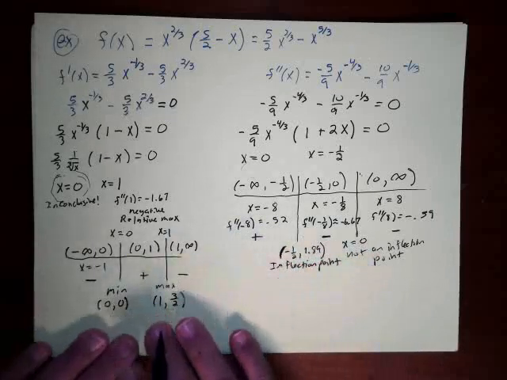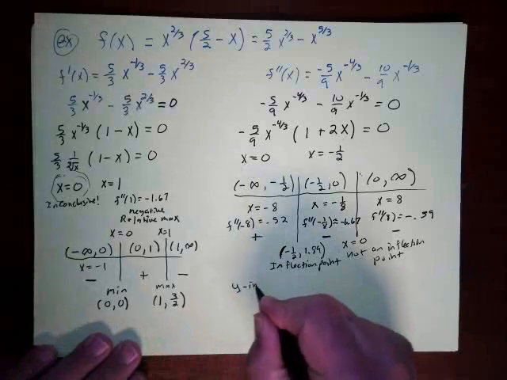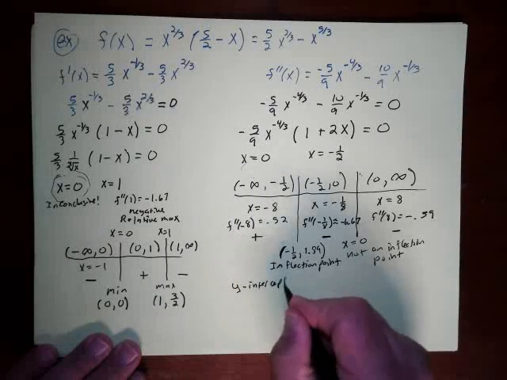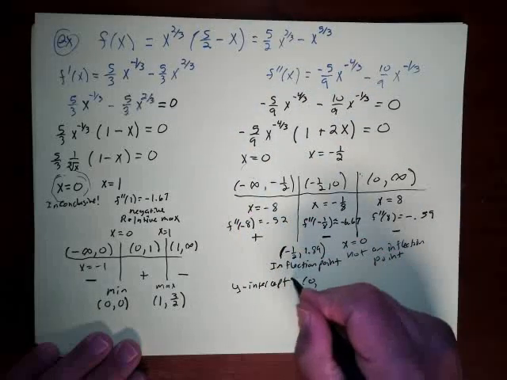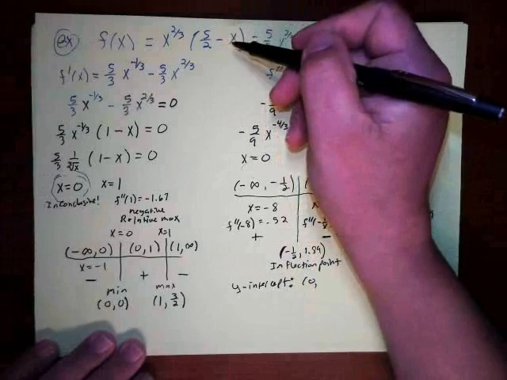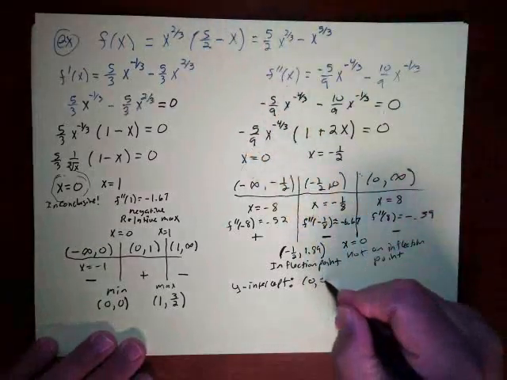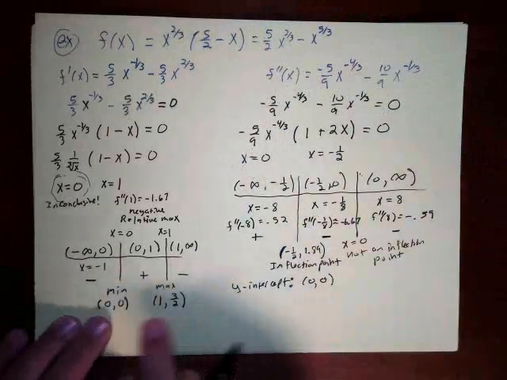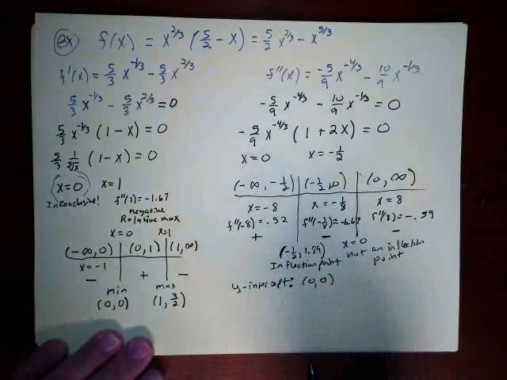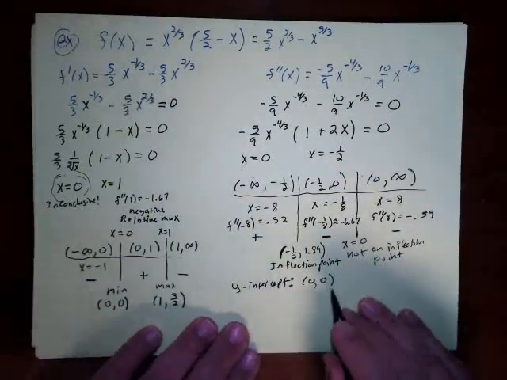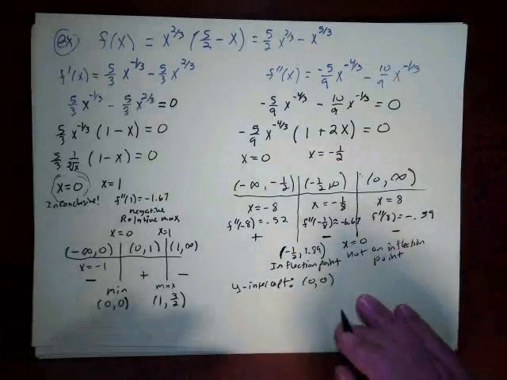We got like minimum, maximum values. Let's just do a few more things. Y-intercepts. So the y-intercept is just where you put in 0 for x. So if I put in 0 for x here, I'm going to get 0. That's also a min. So the y-intercept is actually the min value. And it's also not differentiable at that point.